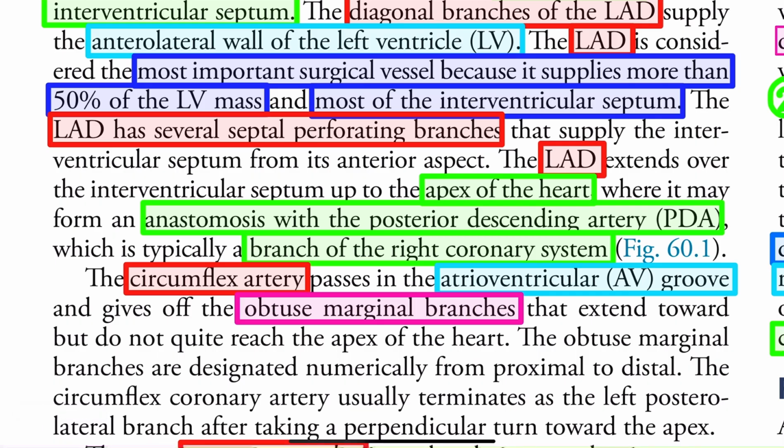with the posterior descending artery, that is the branch from the right coronary artery. So at the apex of the heart, this LAD meets with the posterior descending branch. Okay, that is the mirror branch from the right coronary system. Okay, so the left anterior descending from the left side and the posterior descending branch from the right coronary system.